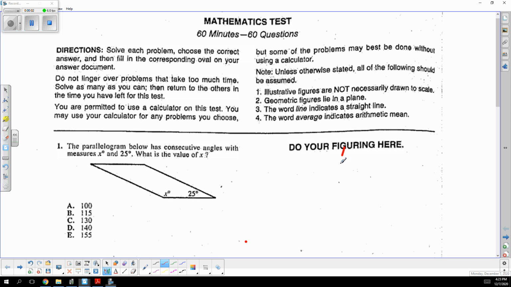All right, this is ACT number 9. It is a recent test from July of 2020. First problem, what is the value of x?